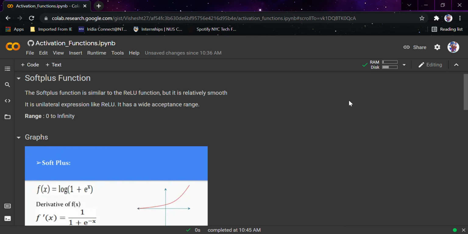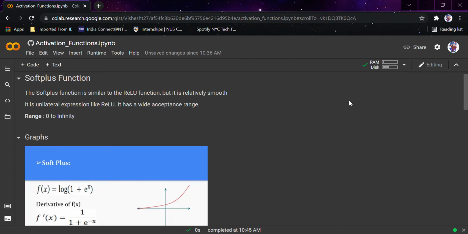So hi guys, in today's video we will be looking at the SoftPlus function. In the previous two videos we have already looked at the SoftSign function and the SoftMax function, and this is the second last video of activation functions, which is on the SoftPlus function. After this video, maybe the last video is going to be on the Selu function, and if possible I would try to upload a video also on the Swish function.